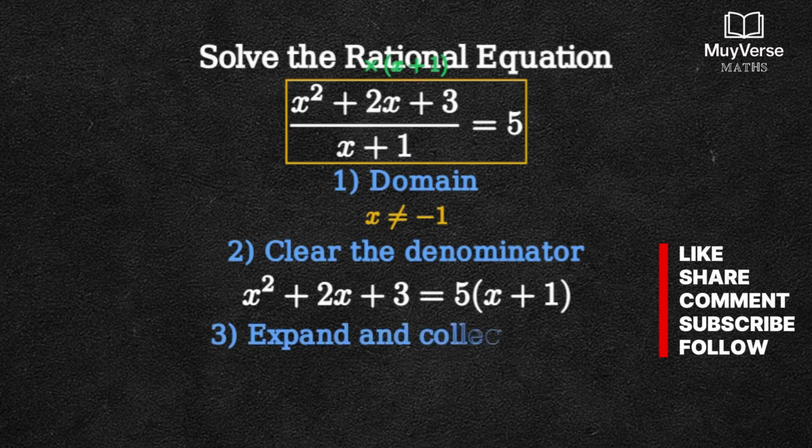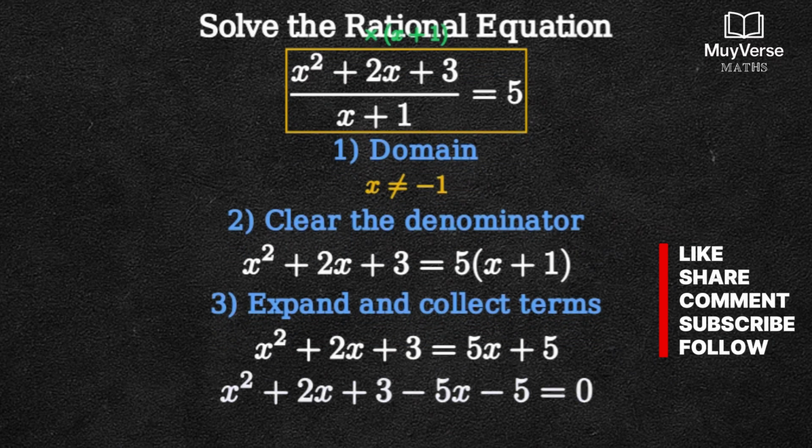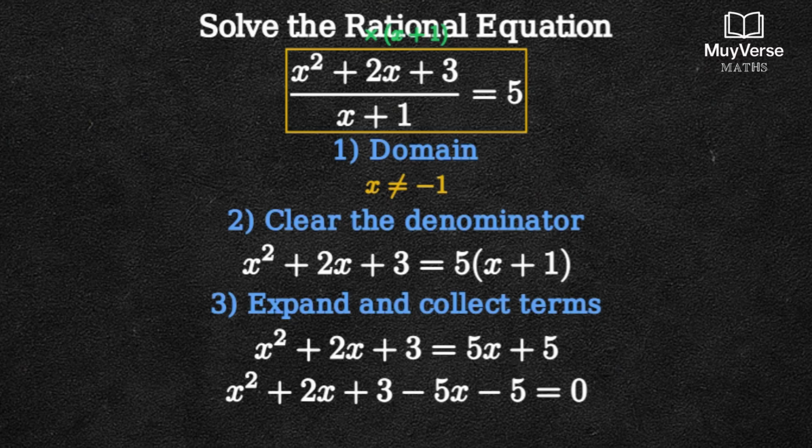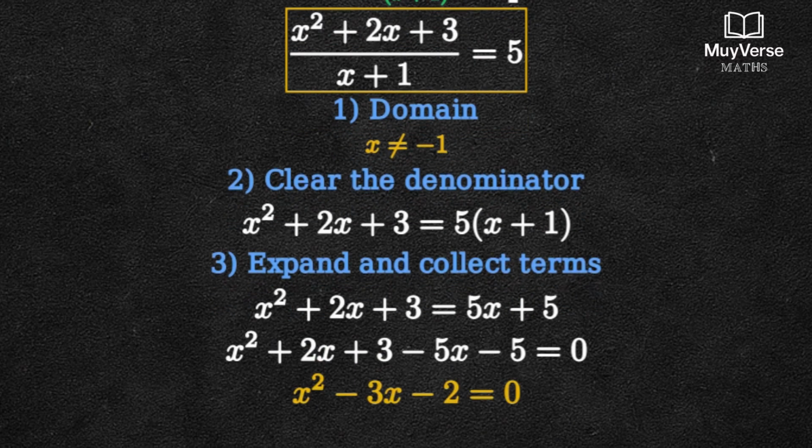Step 3. Expand and move everything to one side. 5 times the quantity x plus 1 becomes 5x plus 5. Now subtract 5x and 5 from both sides to make 0 on the right. Combine like terms to get x squared minus 3x minus 2 equals 0.